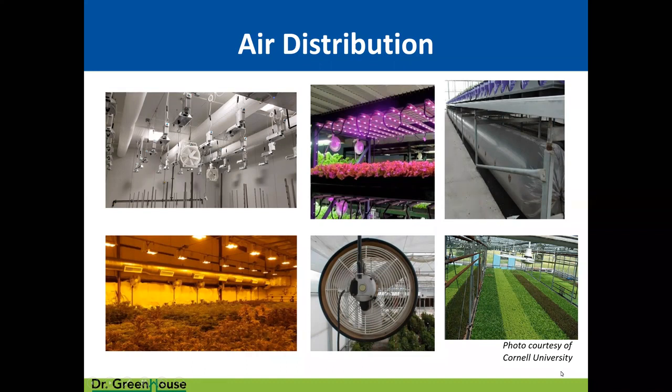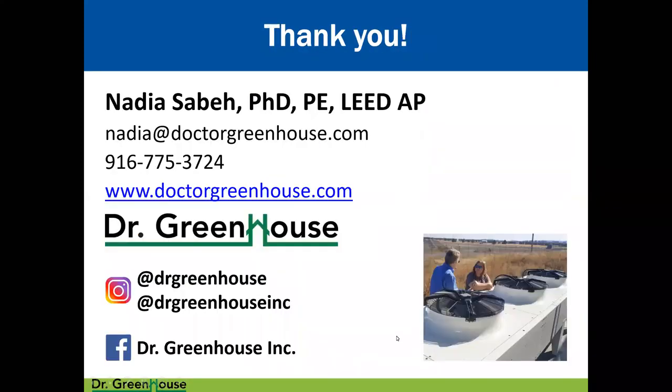Cornell recently did a study. I know that the folks at Chiba University 20 years ago did a similar study showing that blowing air down vertically into the plant canopy, especially with leafy greens, helps to push air down into the center of the plants, preventing a lot of the leaf tip burn issues that you see with improper evapotranspiration and humidity control.